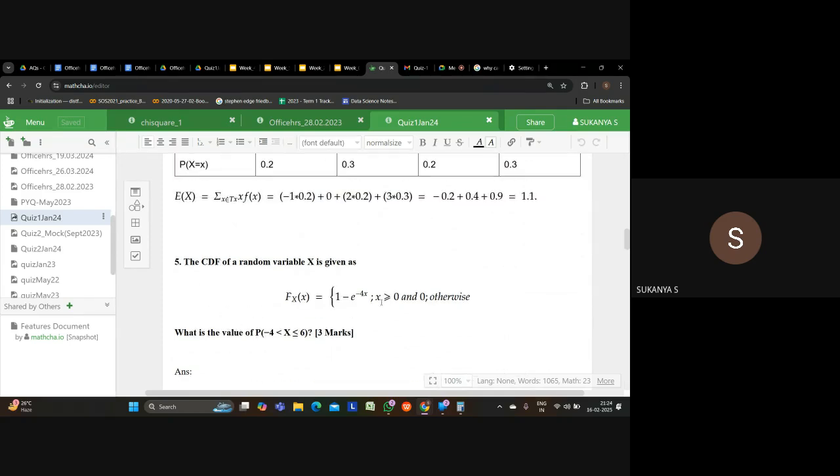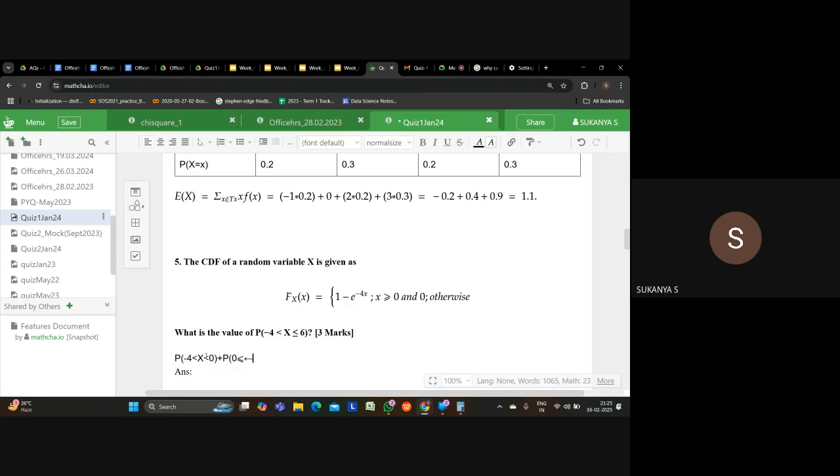At least I hope. Yeah, this is a CDF, 1 minus e raised to minus 4x. We need to find the value of probability of minus 4 less than x less than or equal to 6. But we are given that x is greater than or equal to 0. So the first step is to divide this interval. How do we divide this? Minus 4 to 0, plus probability of 0 to 6, right? That is how we need to do.